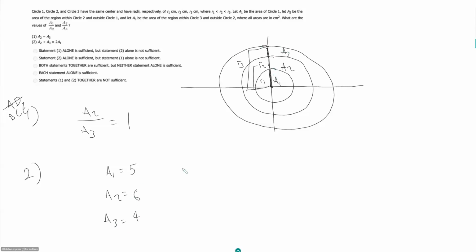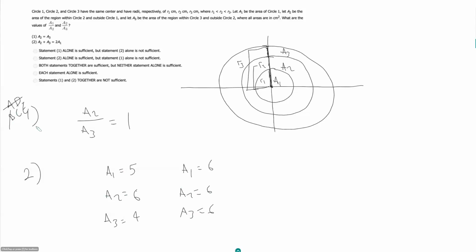Or we can have A1 equal to 6, and then we can say A2 is also equal to 6 and A3 is also equal to 6. So in this case, A1 over A2 is 5 over 6, but in this case, A1 over A2 is 6 over 6. So these aren't necessarily the same. So this is also going to be insufficient.